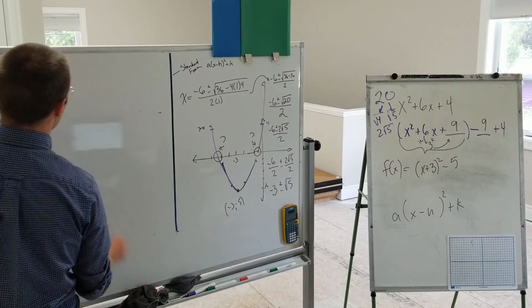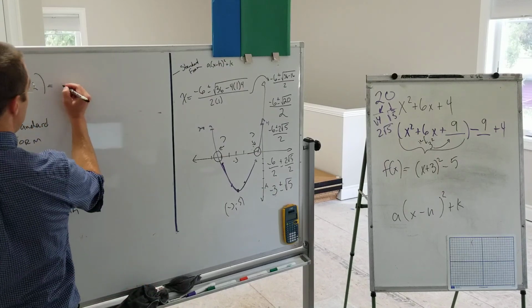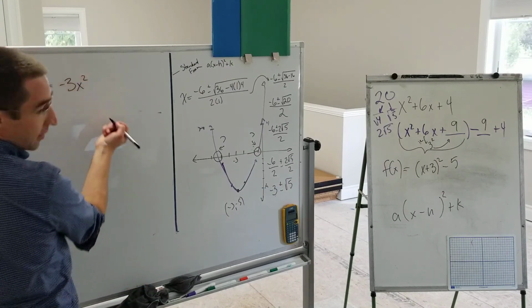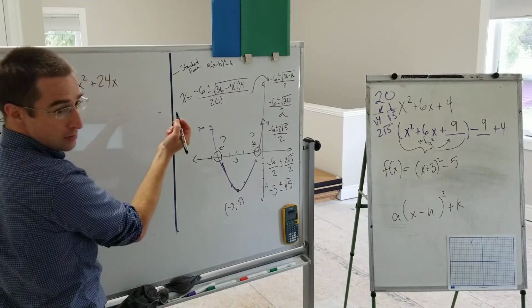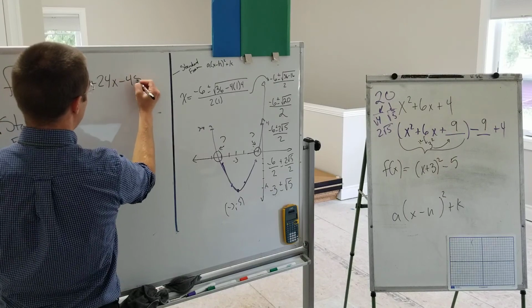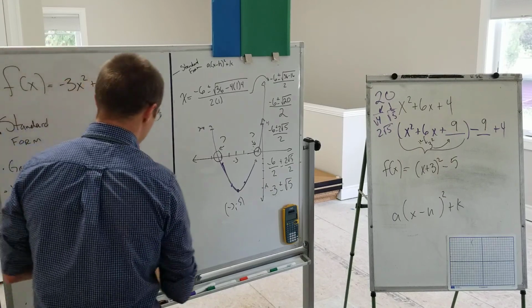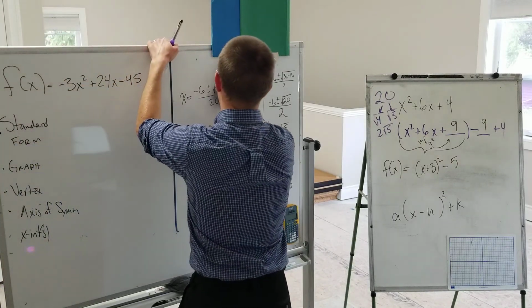So here we have negative 3x squared plus 24x minus 45. That's our new equation that we're going for here. Woohoo! All right.